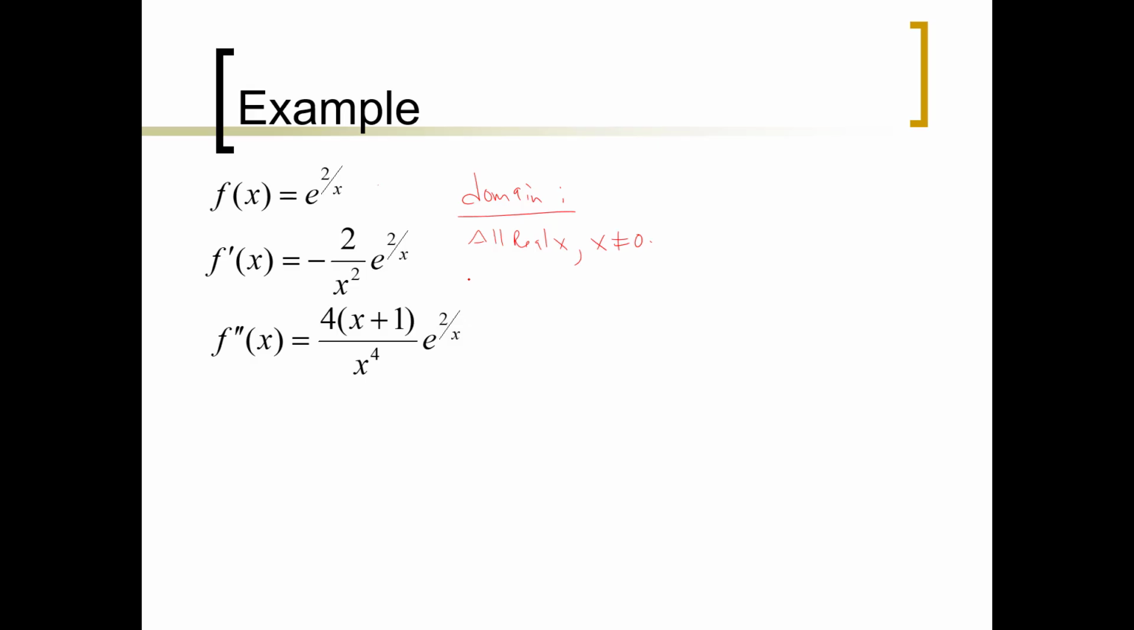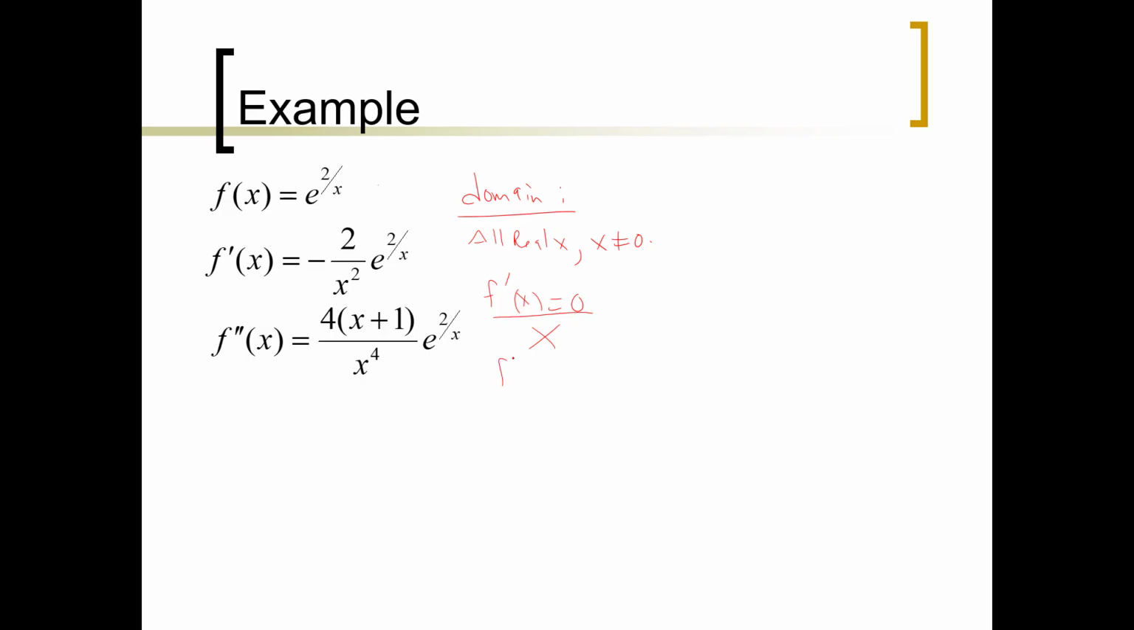Next, I need to know where the function is increasing or decreasing, concave up or concave down. To do those things, I need to find where these derivatives are 0 or where they just don't exist. So let's go ahead and find when the first derivative would be 0. Well, the only way this fraction can be 0 is if the numerator is 0. But the numerator is 2 times an exponential. That is never 0. So we can skip that step.